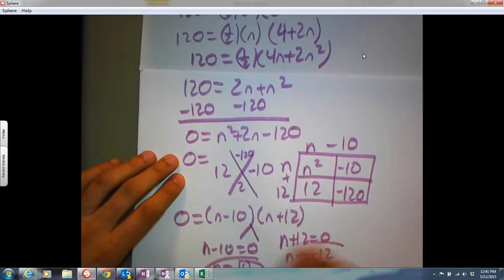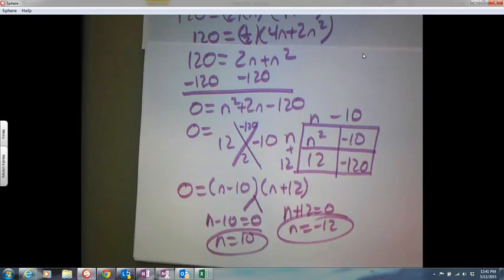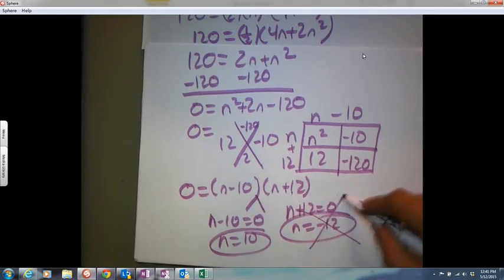So we have two possible answers. Certainly you can't have a negative number of terms, so that's out. So the answer is n equals 10, which is G. Questions on that?